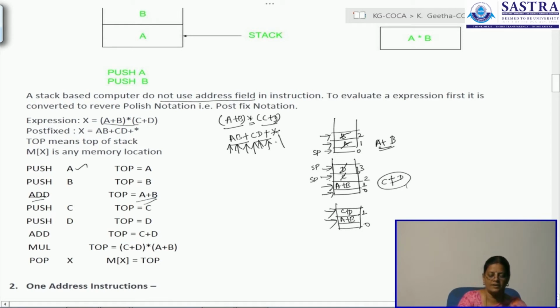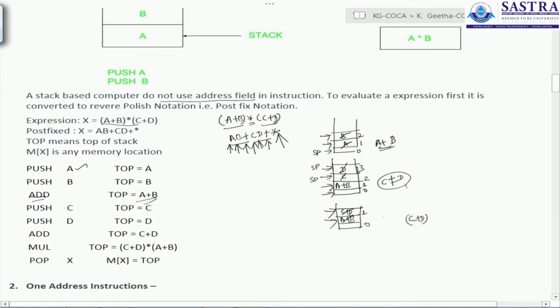And then I have the last operator, star. So again, whenever I experience an operator, I have to pop the topmost two elements of the stack. So C plus D will be popped out, and then I will be popping out A plus B. On these two popped out elements, I will be applying the operator star. I will be getting the result. So the whole result will be pushed back into the stack.